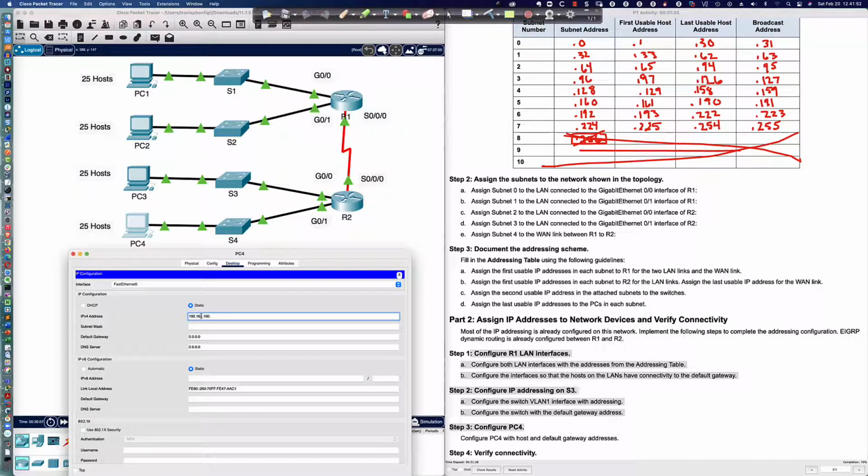192.168.100. Now here's where we need to figure out. PC4 is on the 4th subnet, which would be subnet number 3, because they started with the 0 base counting. And so for the PCs, assign the last usable IP to the PCs in each subnet. So subnet number 3, which is the one for this router interface that PC4 hangs off of through the switch, is going to be 126. The subnet mask, we want to make sure we change that to 224.